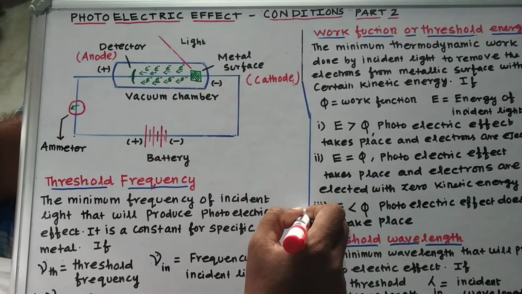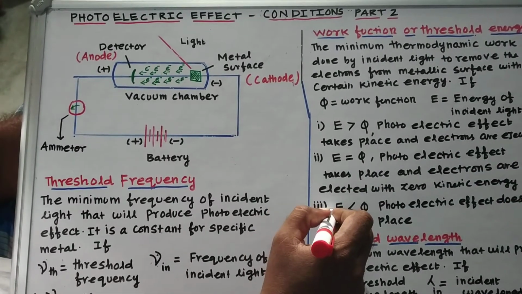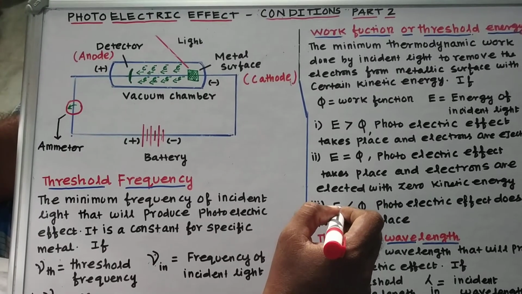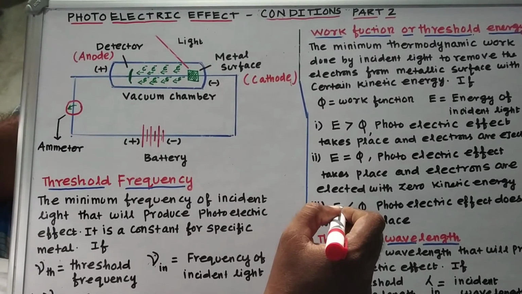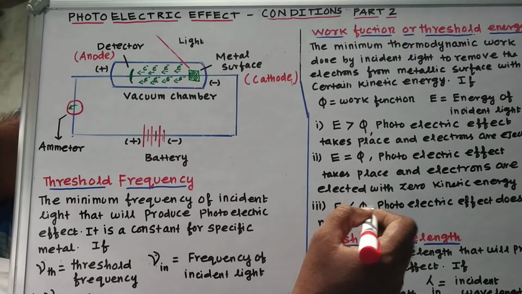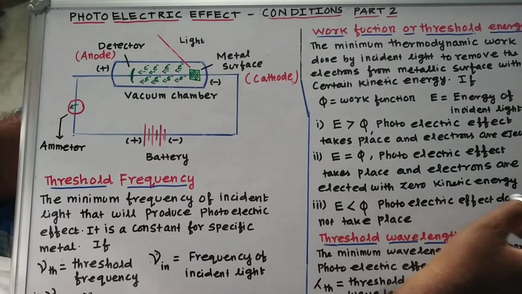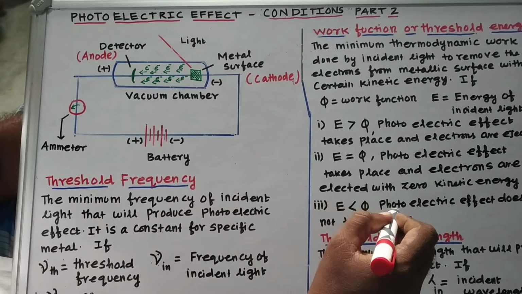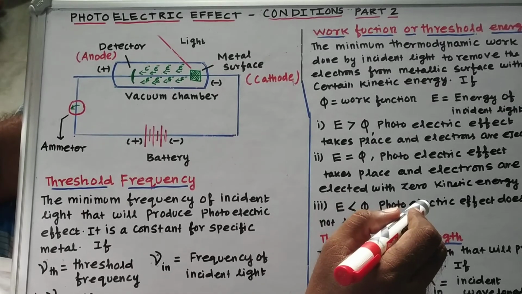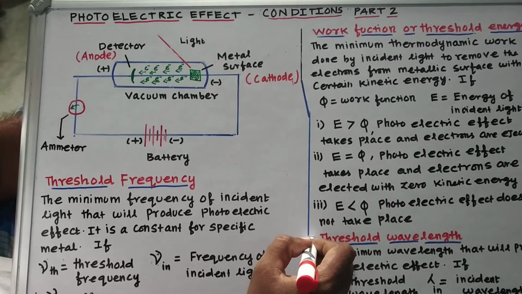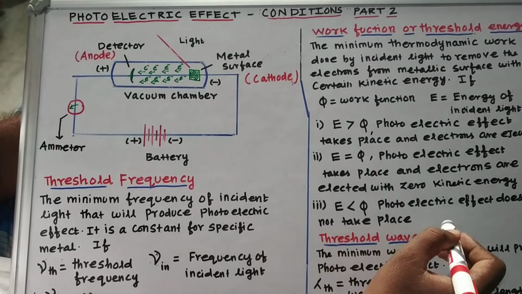Okay. Then third condition, E less than φ. It means the energy of incident light is lower than the work function. Photoelectric effect does not take place and electrons are not ejected. Okay. Then third factor is the threshold wavelength.